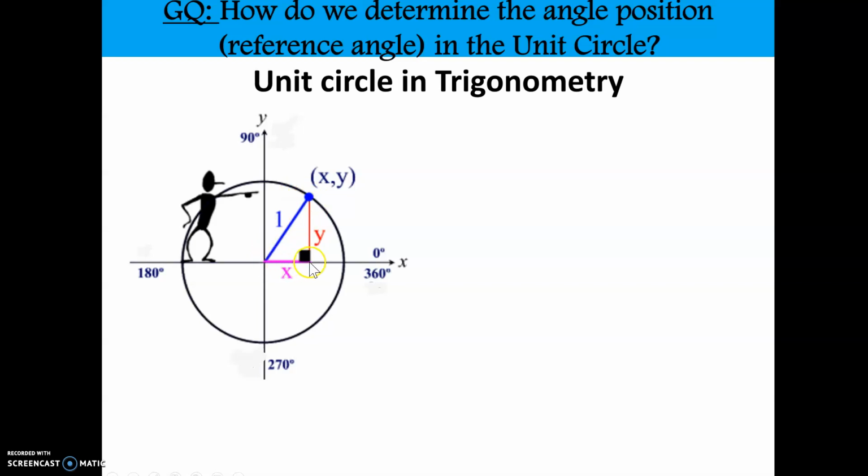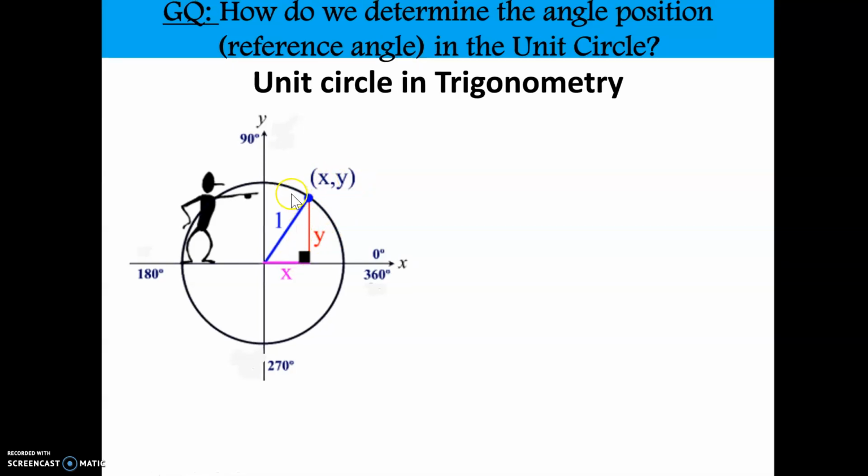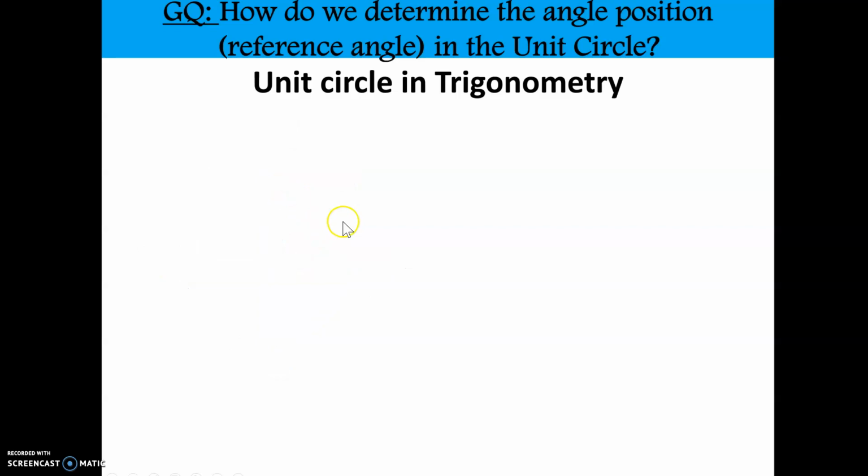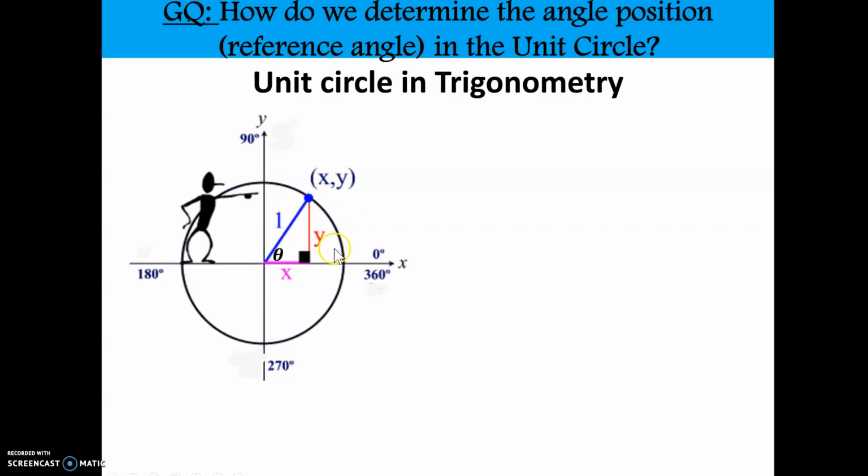I label this as x since this is a horizontal distance. This is a vertical distance, I label y, which means that this coordinate is going to be x comma y. So today we are going to learn how to find these coordinates that we are unable to identify. Here we know that this is 1, 0. Here we know that it's 0, 1. But what about these coordinates in between? So we have this angle theta, and this is the reference angle.